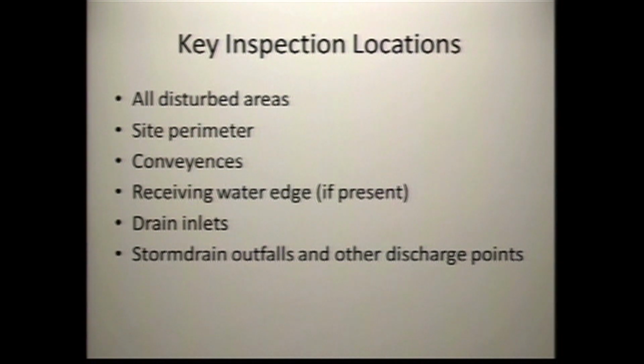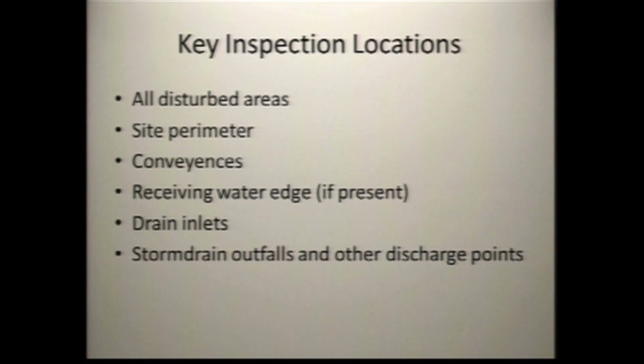All drain inlets have to be protected. So again, that goes standard, part and parcel with site perimeter controls. And then the storm drain outfalls and other discharge points. You may not discharge right to a receiving water, but you might go into a channel or something like that that you can visually take a look at. And if there's no other flows commingled from other sites or other locations, what's there is probably coming off of your site that you're inspecting.